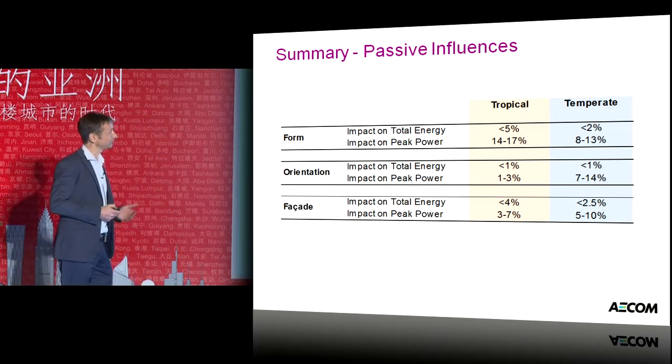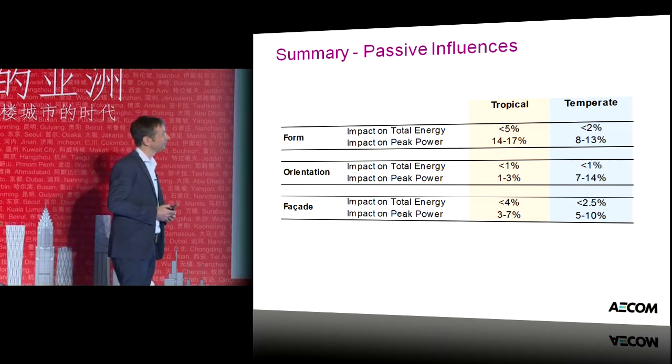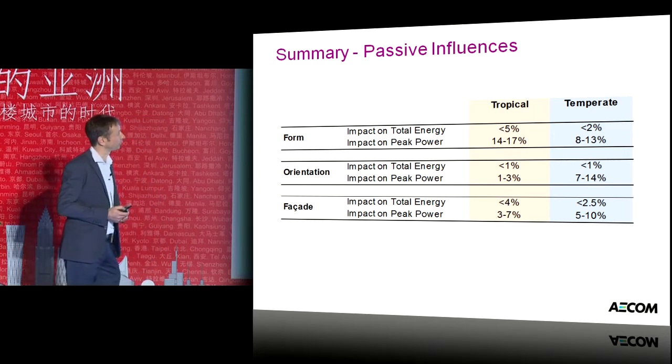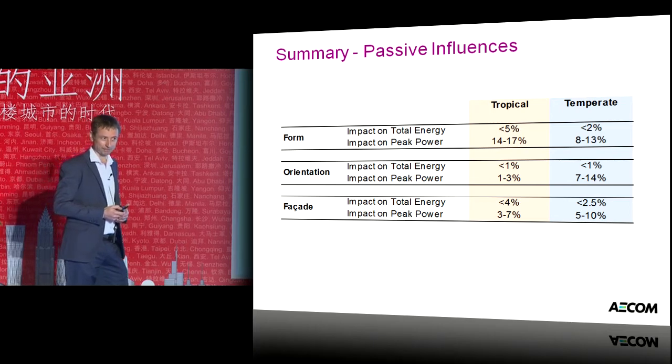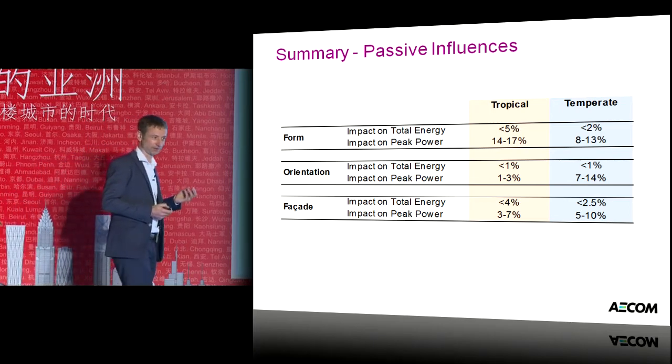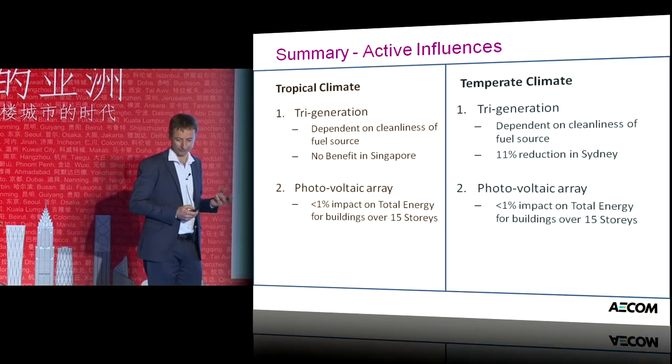And in the temperate climate, fairly similar numbers: less than 2% for form, for energy, orientation less than 1%, and facade less than 2.5%. Quite small numbers, but it does give you a bit of an idea of what you're playing with.